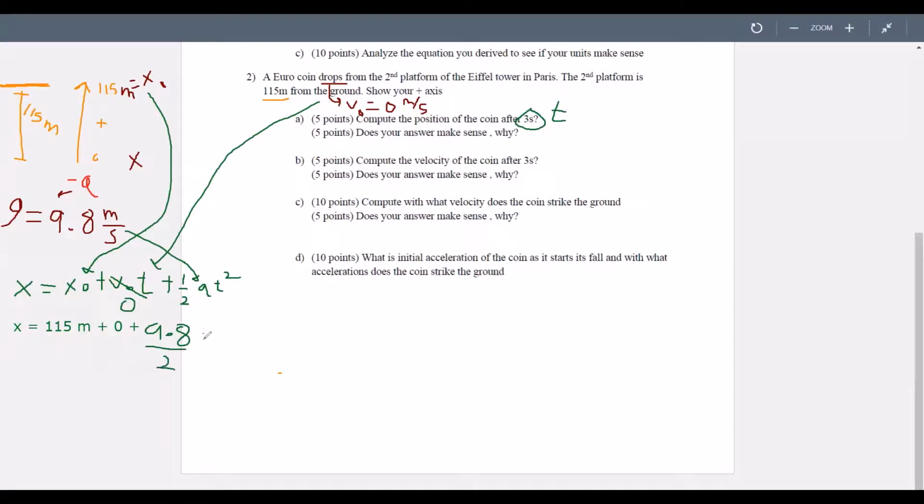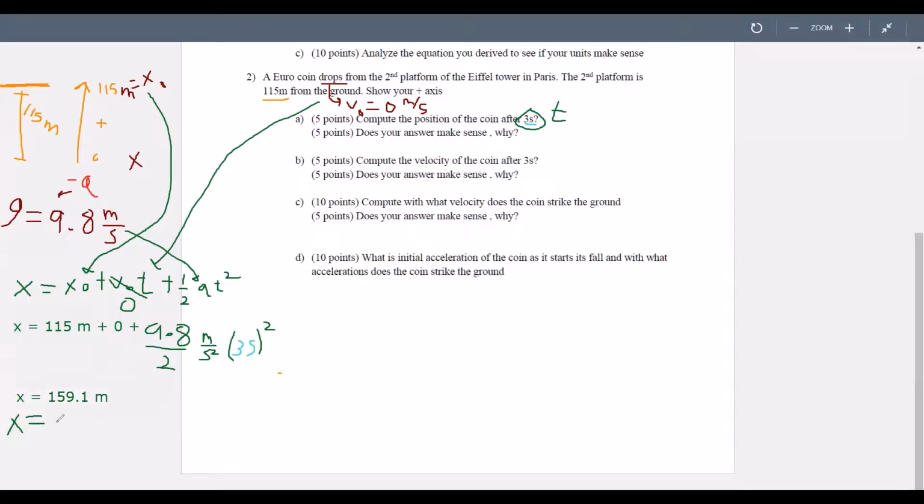Don't forget, we have to have units. Seconds. I'm just going to plug it in because I don't want to rewrite it. 3 seconds squared. And then if you calculate that out, x is going to equal... I need to plug it into the calculator, one second. It should equal like 159.1 meters.